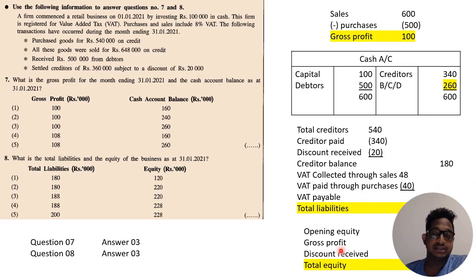And they are asking the equity. The opening equity is given as the own investment 100, and the gross profit we found is 100. The discount received is an income, so plus 20. So your total equity should be 220. Opening equity is 100, gross profit is 100, and plus discount received is 20. So altogether the total equity should be 220. So the correct answer for question number 8 is answer number 3.